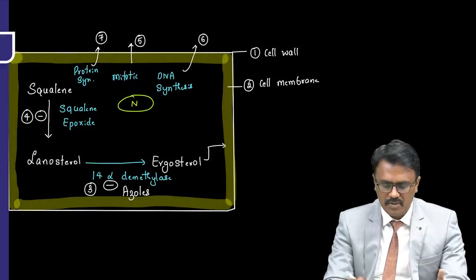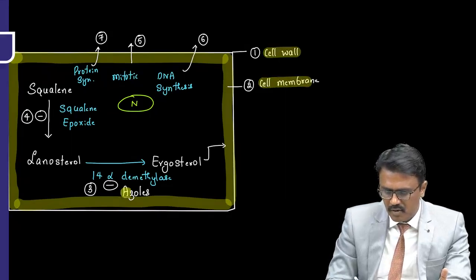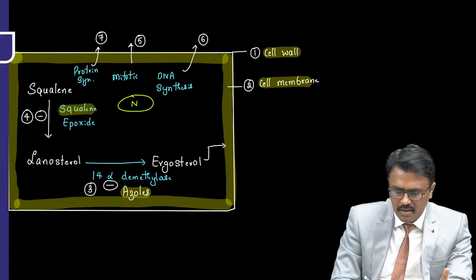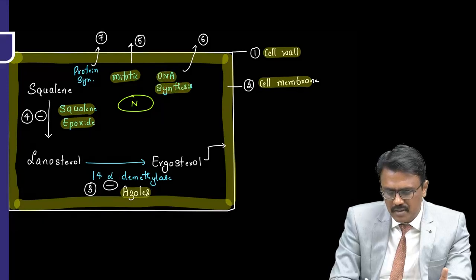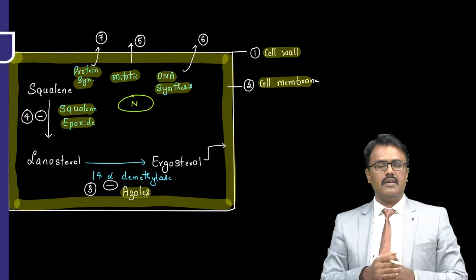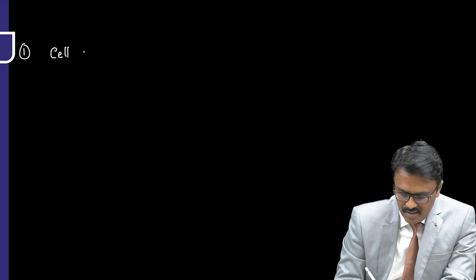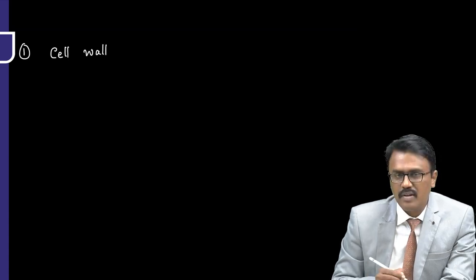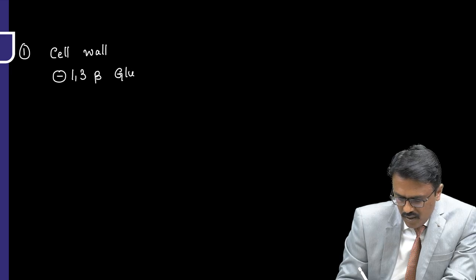We'll start with the same process: affecting the cell wall, cell membrane, then ergosterol synthesis, then inhibiting squalene epoxidase, inhibiting mitotic spindle, inhibiting DNA synthesis and protein synthesis. These are the targets. So let us go one by one and discuss this. The first drugs we are going to discuss target the cell wall. They inhibit an enzyme called 1,3-beta glucan synthase.